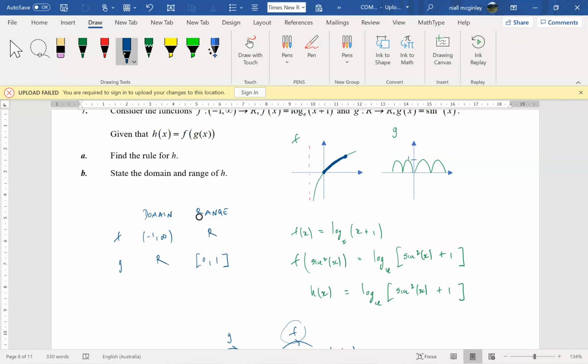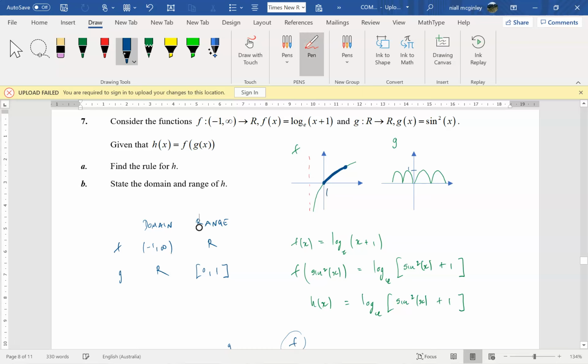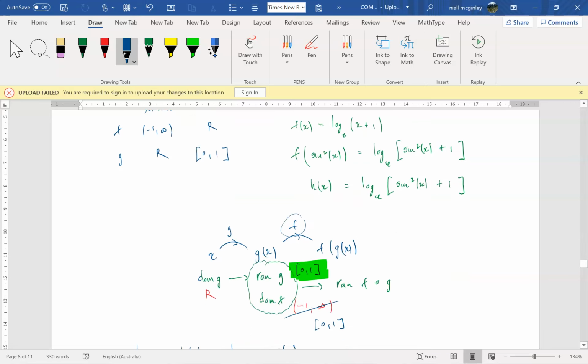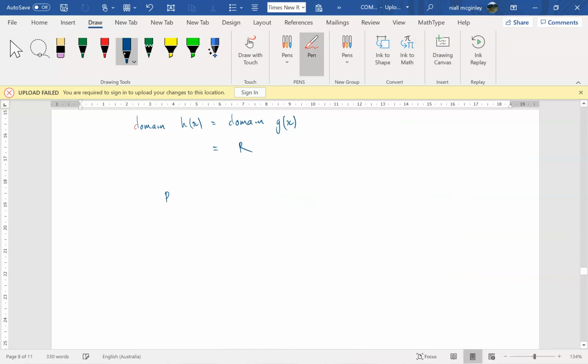This value here, if we put in 0, we know that's 0, 0. And then if we put in 1 here, this is going to be ln 2. So we can see that the range of the composite function is going to be between 0 and the natural log of 2. So the range of h of x is from 0 to ln 2, the natural logarithm of 2.